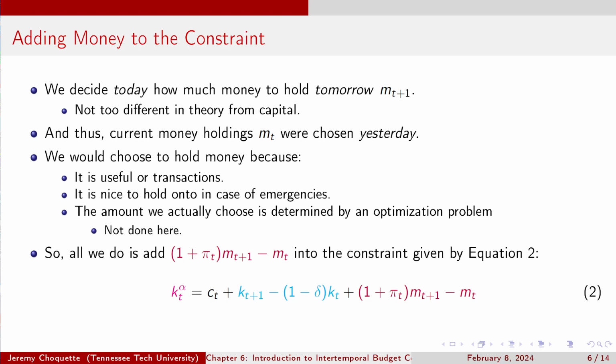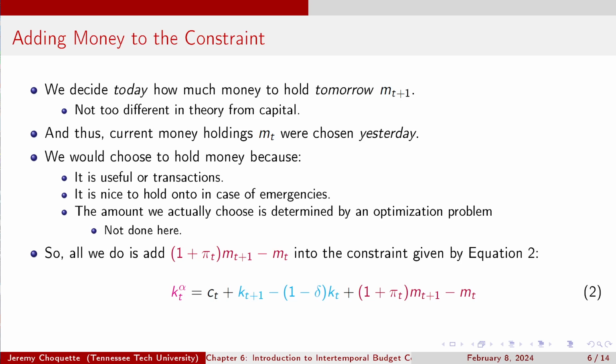Actually, you have sort of seen the optimization problem. It was the money in the utility function model. And we had the whole constraint in the money in the utility function model. This is really what we're deriving here. I'm just showing you what the meaning of the constraint is. So I'm just going to add that flow of money into the constraint given by equation 2.